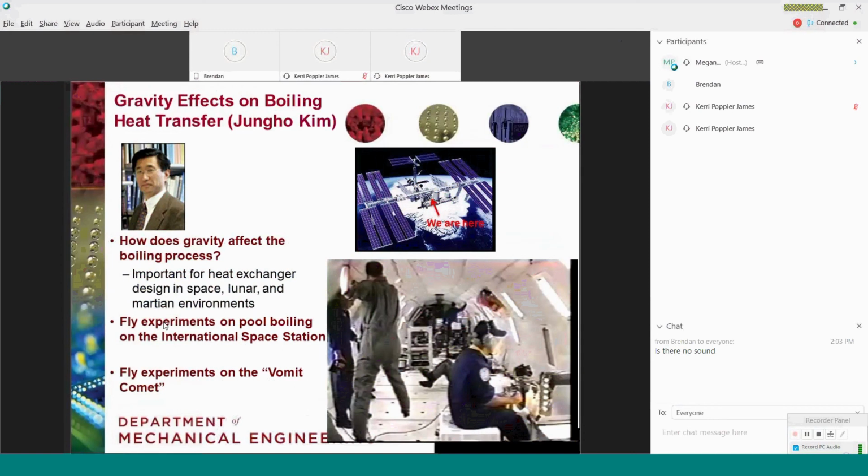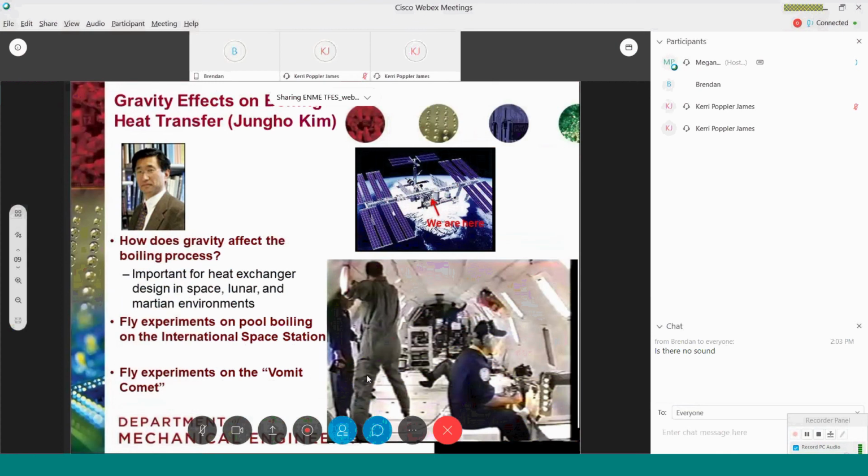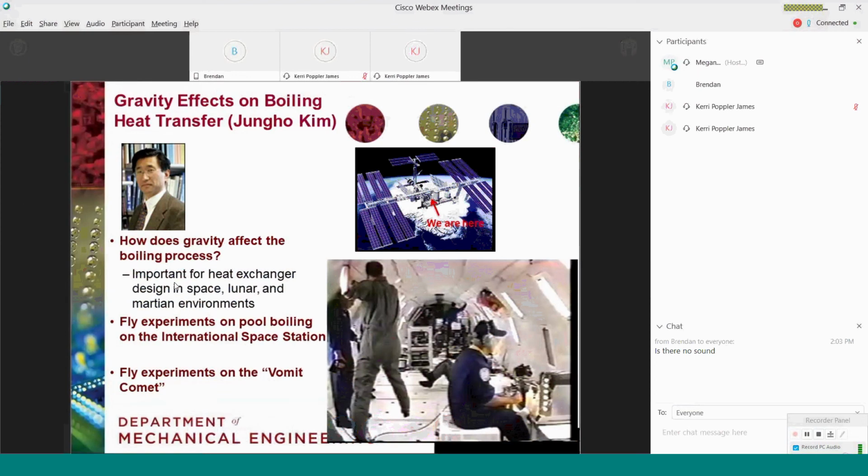Jeongho Ken has been working in boiling heat transfer for some time. He works in other areas too, but I chose this one because of the little movie, which we probably can't see. I guess not. One of the problems that he's worked on is the idea of boiling in space. So if you're on the International Space Station or in some application where for a short time you're at zero gravity up in the air above the Earth, then your boiling characteristics change.